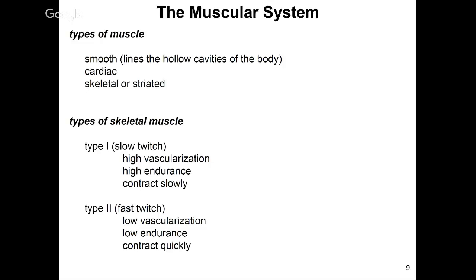So all of your appendages, even around your trunk and core, you're going to have skeletal muscle. Muscle does provide some protection to your inner core and your organs. Obviously not as much as bone, but it does do that. It's for movement. And then smooth. The slide says it lines the hollow cavities of the body. What are hollow cavities of the body?